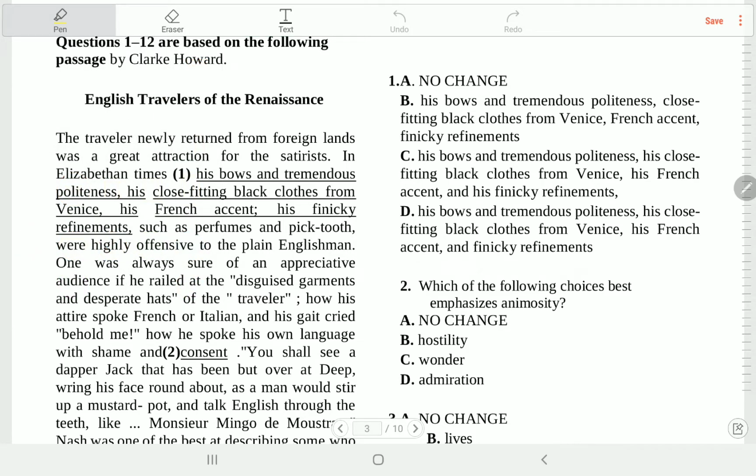Okay, so the English travelers of the Renaissance. The traveler newly returned from foreign lands was a great attraction for the satirists. In Elizabethan times, his bows and tremendous politeness, his close-fitting black clothes from Venice, his French accent, his finicky refinement such as perfumes and picktooth were highly offensive to the plain Englishman.